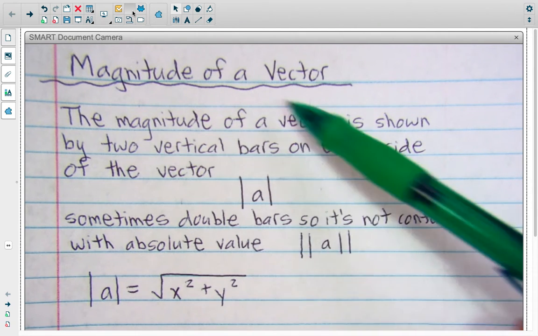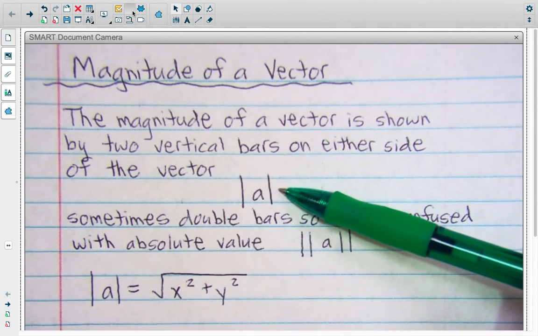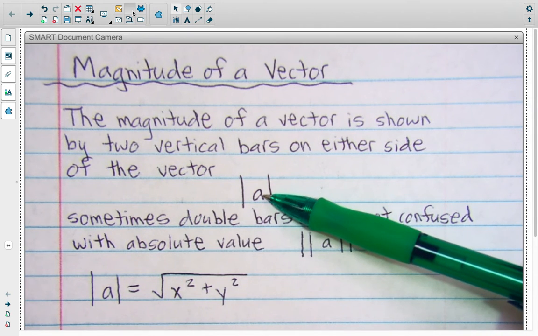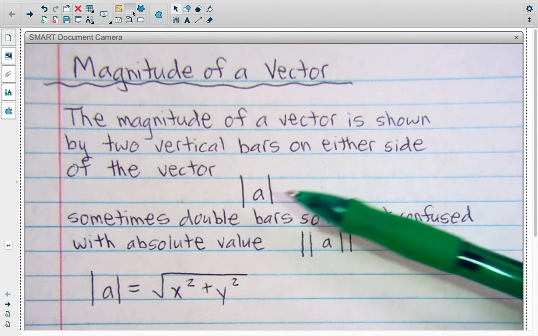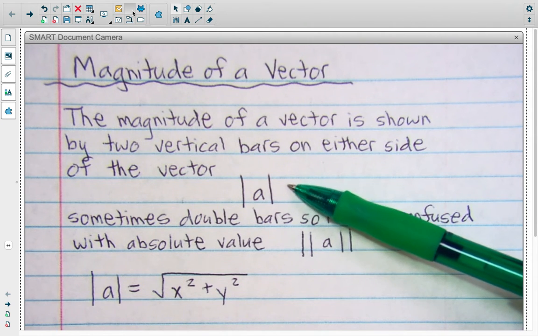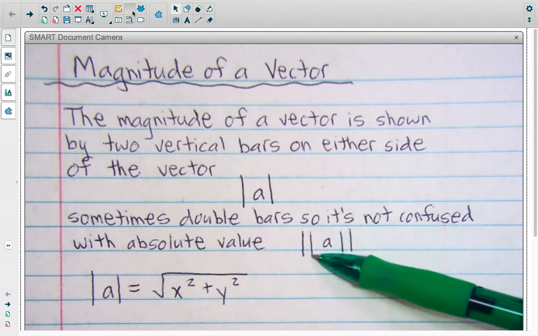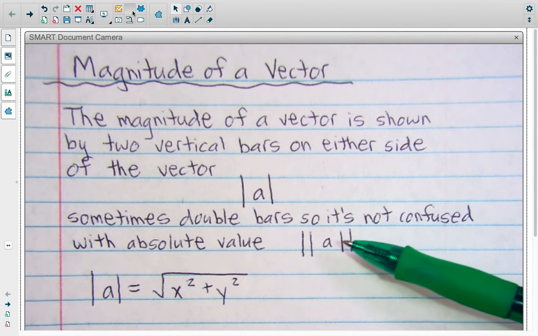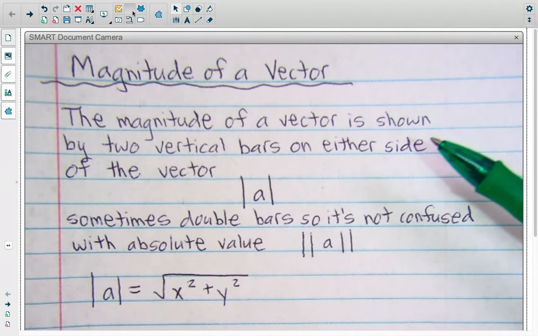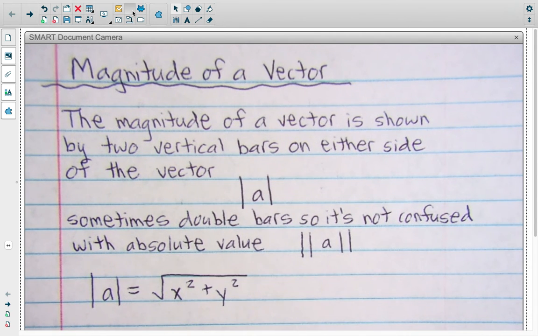So the magnitude of a vector is shown by two vertical bars on either side of the vector. The notation may look like this: two vertical bars and then your vector on the inside. Sometimes you'll see a double bar so that when we are looking at this, we don't think this is absolute value. On occasion, you may see two double bars like such. That way you will know that we're dealing with a vector and we want to know what the magnitude of that vector is, so that we don't confuse that with absolute value.